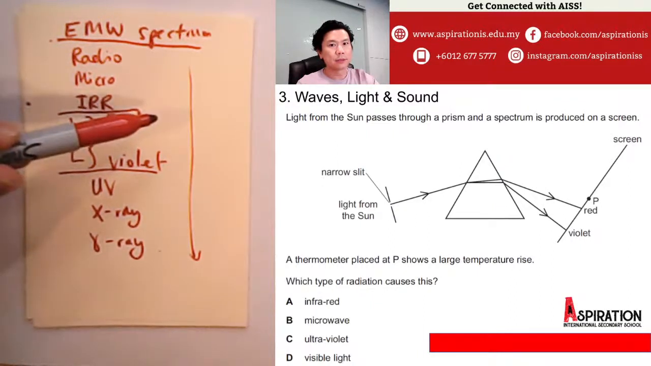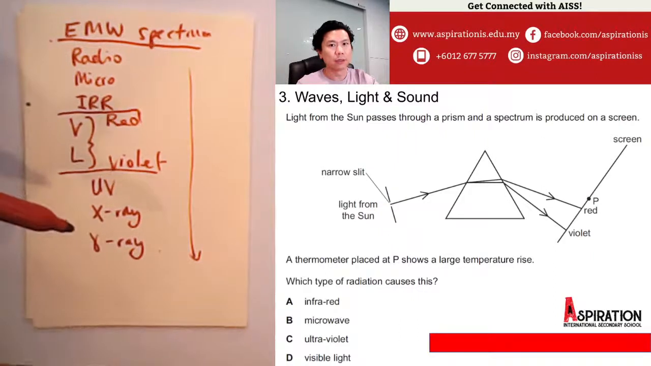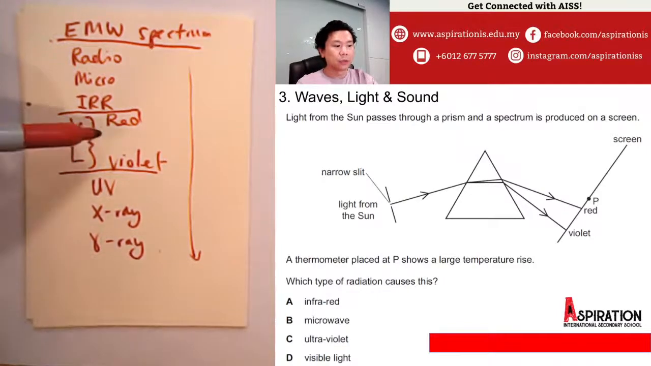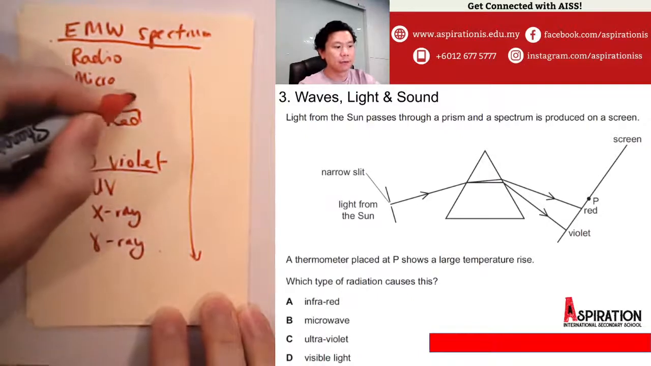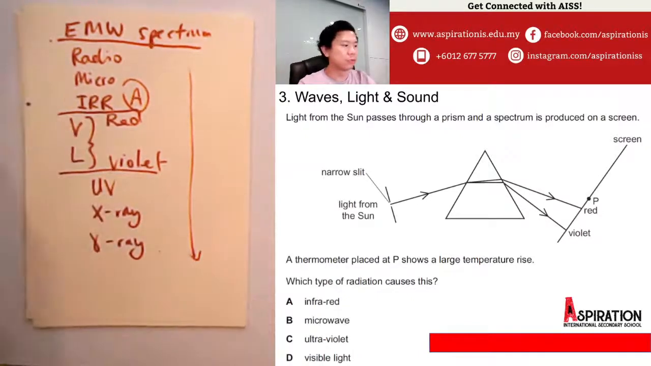Why? Because when the sun is up and you stand in the sun, it's hot, right? So you know that there's infrared radiation. And where else does UV light come from? We need to put our suntan lotion, right? When we are at the beach, isn't it? So you will know that infrared is just before red. So the answer is A for infrared. I hope this is clear. All right. Moving on.